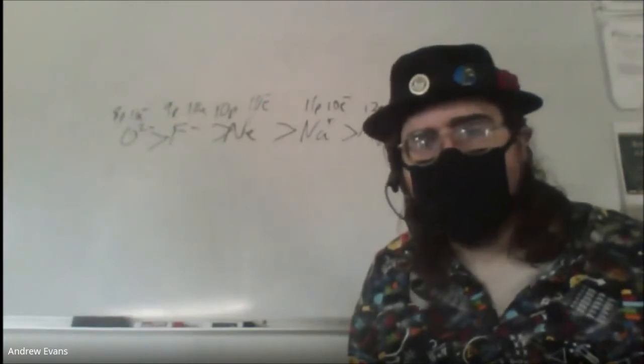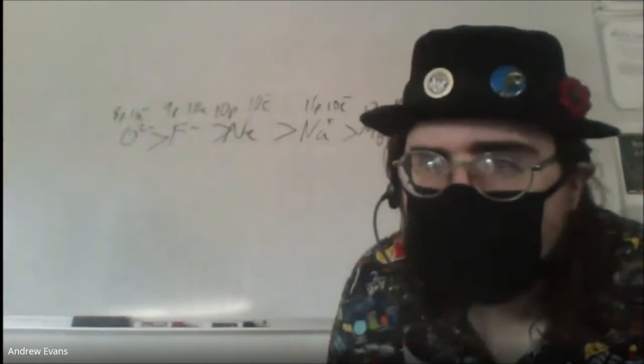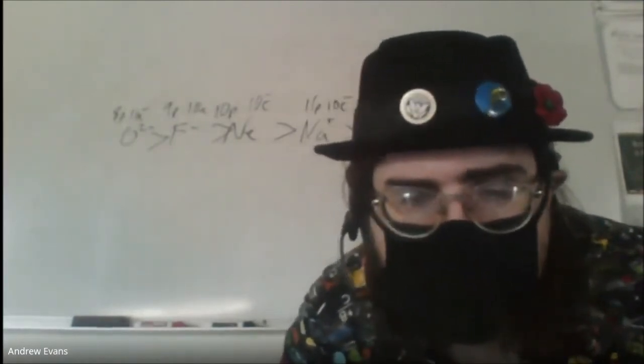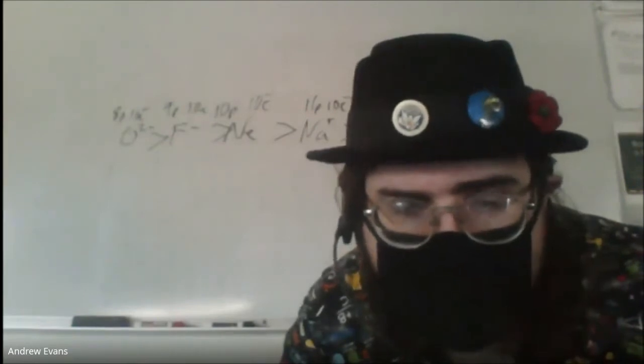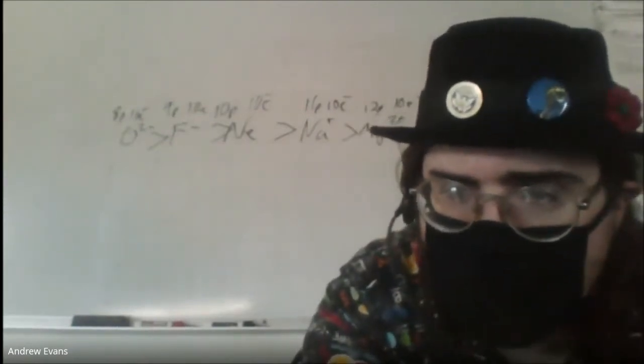So if we're comparing these in this perfectly isoelectronic system, the most negative one is the biggest, and the least negative, the most positive, is the smallest for an isoelectronic system.